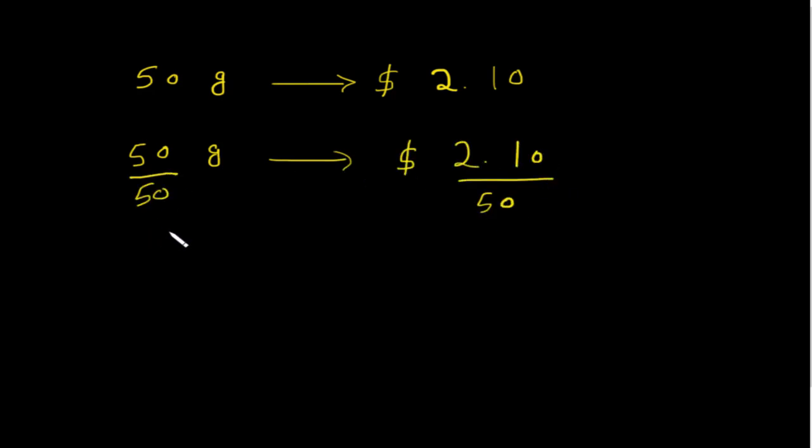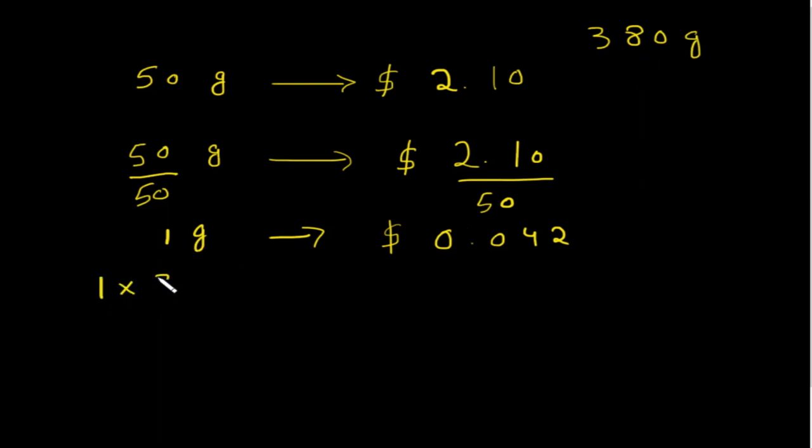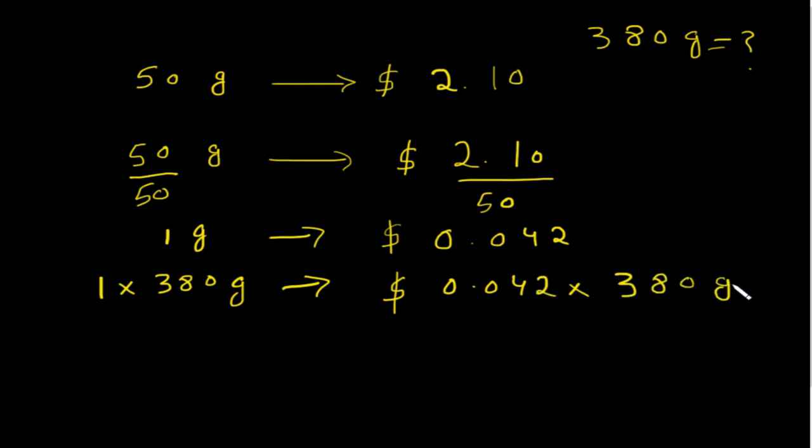This is the answer. This unitary method can also be done in a shorter form, like this. 50 grams of sweets cost $2.10. Dividing this by 50 to get 1 on this side, I will get 1 gram, and here, as I told you earlier, I will get 0.042. Now as we have to find the cost for 380 grams, 380 will multiply here and here as well. So it will get us 15.96.